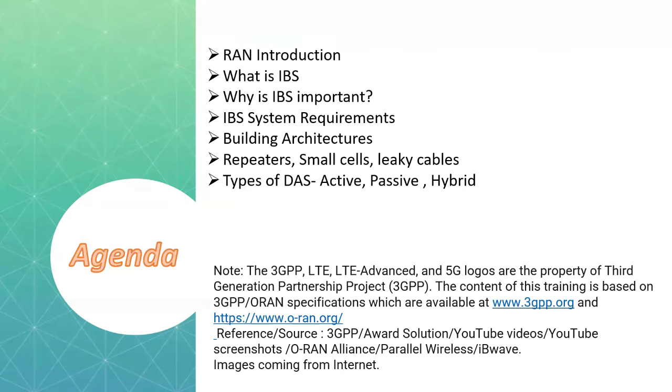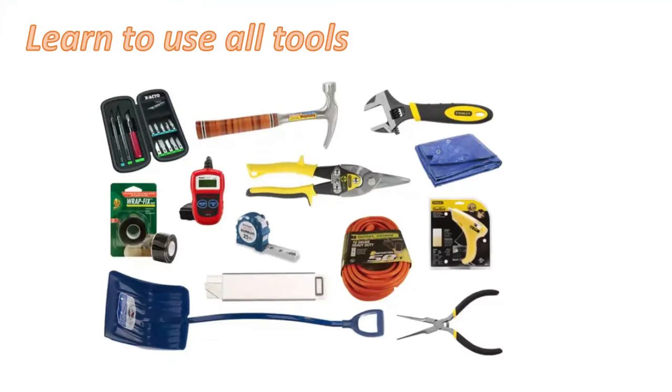Then we'll go through building architectures. So we have various kinds of buildings. It can be stadium, hospital, underground railway stations, tunnels, etc. Right? So we will talk about what are the various characteristics of those buildings and what are the unique requirements of each building according to DAS. Right? Then we'll go through repeaters, small cell, leaky cables. And in the end, we'll see what are the types of DAS, like active DAS, passive DAS, and the hybrid DAS. Right? So as I said, there are various types of DAS, right? Like leaky cable, active DAS, passive DAS, and the hybrid DAS.